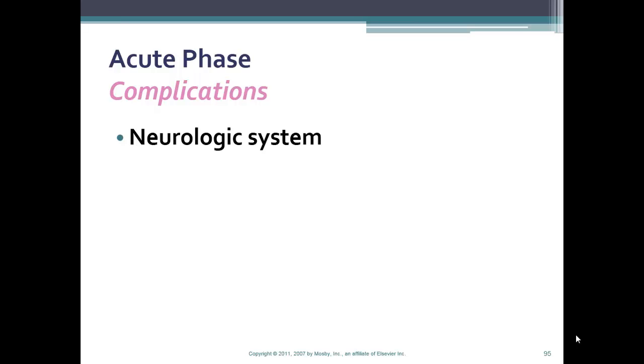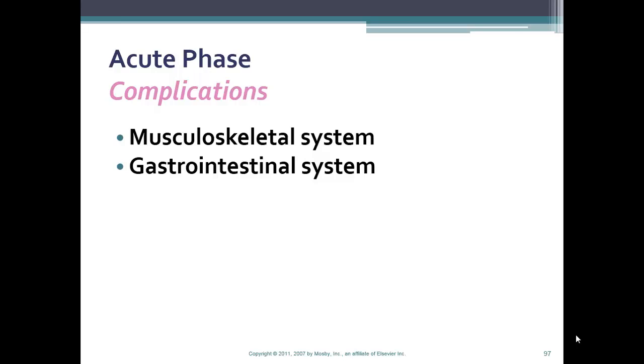Neurologic system. Sometimes they'll have some disorientation, combative behavior. They can have hallucinations, delirium, PTSD. So make sure that you've made a referral to counseling and psychiatrists. They can help the physician determine what medications to put the patient on.